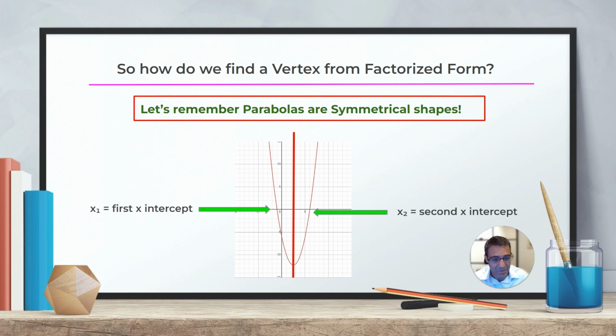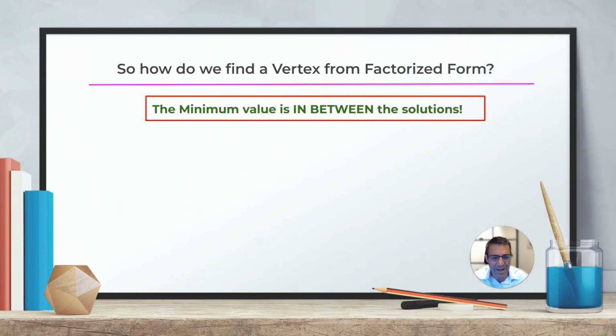So you have your first intersection with the x-axis on the right, you have your second intersection with the x-axis on the left, and if you were to go exactly in between, right down there, you have the x-coordinate of the minimum point. There's the minimum point. So the minimum value is in between the two solutions.